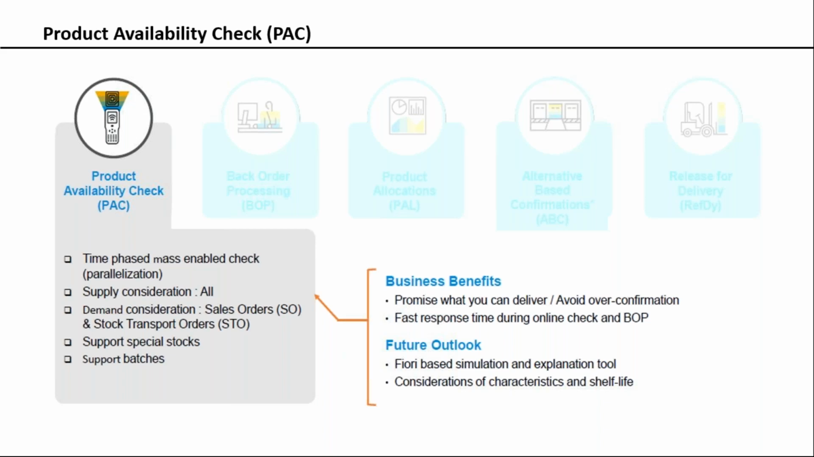So here I listed out the benefits again and the future scope. One of the main benefits is fast response time during the online ATP check and BOP. And SAP also keeps on innovating these Fiori apps and functionalities in every S4HANA release.